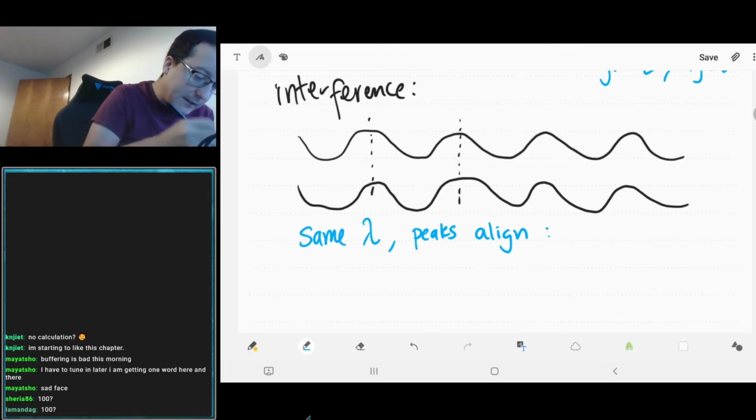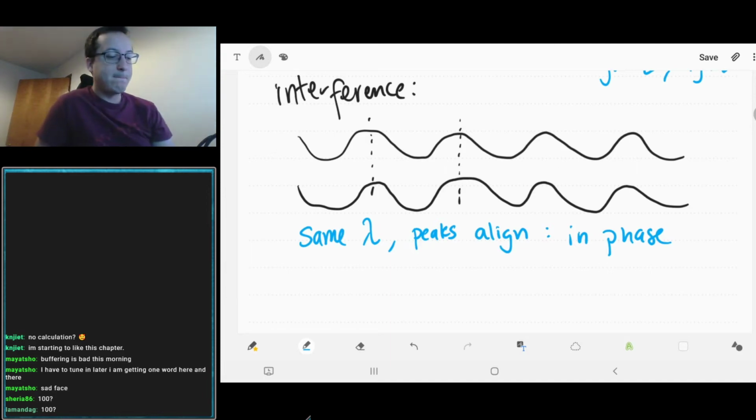We call this in phase. So when waves are in phase with each other, they have the same wavelength and they are at the same kind of point in their oscillation as each other at the same time. So when the first wave is at its bottom point, the second wave is also at its bottom point. And since they're moving at the same speed, they are in phase with each other.